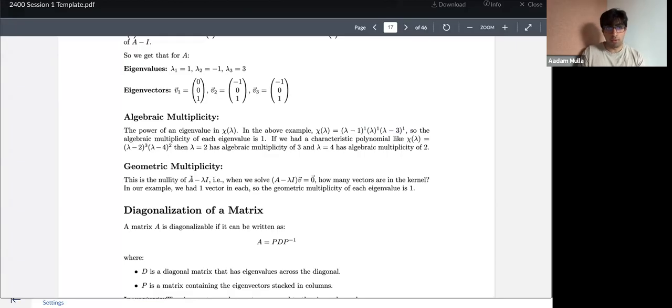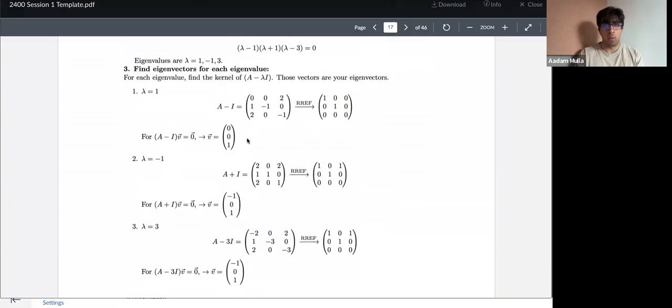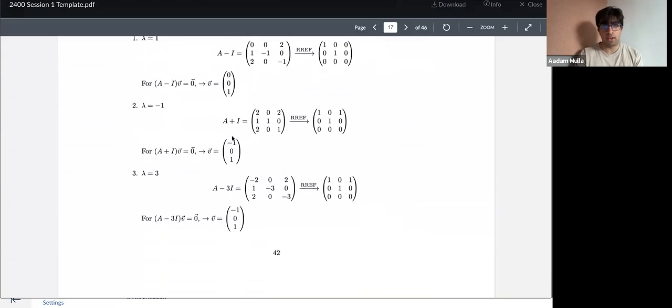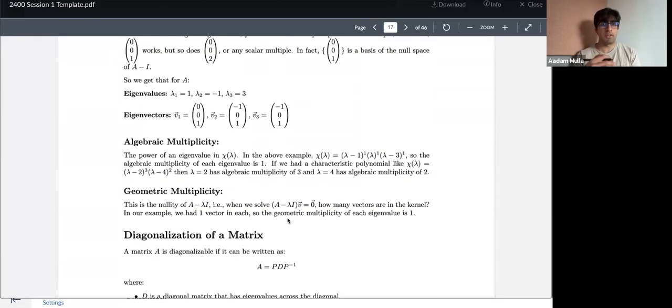Okay, the geometric multiplicity is when we solve for the null space. It's basically how many vectors are in the kernel of A minus lambda I times v equals 0. So here, assuming that we did the math right, we get one vector here, one vector here, and one vector here. So the geometric multiplicity of each eigenvalue would be 1 as well. Okay? Hopefully those terms make sense.